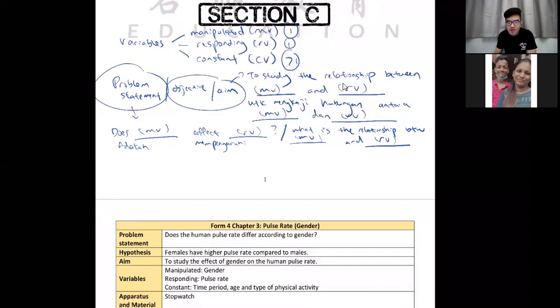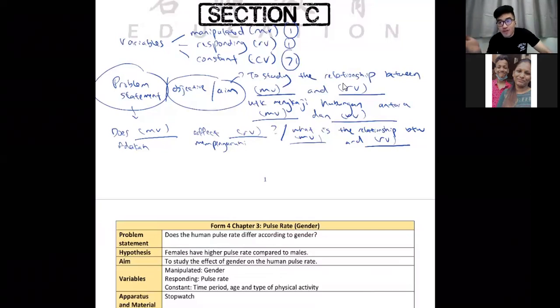Usually in your exam, according to format, they will ask problem statement and they will ask objective and aim. You will write both. 2 marks. Okay, they give you, means you take, don't ask, just take. You see, this is why I say, even if you don't study, this is a must score 10 marks for you. Okay, because all experiments, they are the same.